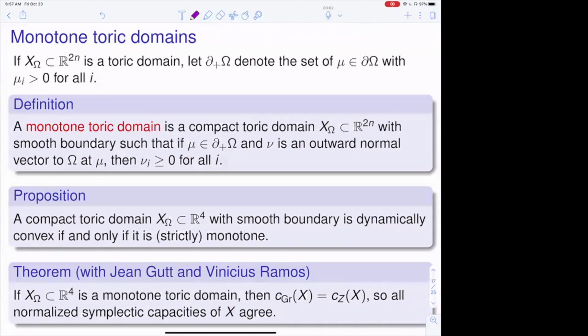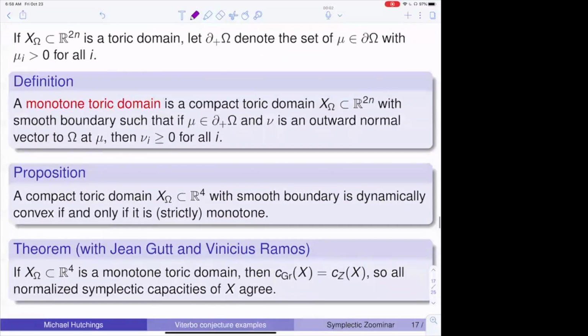And a theorem shown by Vinicius is that if you have a monotone toric domain in R^4, then the conclusion of the strong Viterbo conjecture holds. The Gromov width equals the cylinder capacity. So all normalized symplectic capacities agree. This is not really an example of the strong Viterbo conjecture. I had this slightly awkward title, examples around the Viterbo conjecture, and the reason is most monotone toric domains are not actually convex. So the Viterbo conjectures don't apply to these domains. They're more general. So it's saying, let's look at some more general domains that aren't necessarily convex. Do the conclusions of these conjectures hold or not? At least for these monotone toric domains, the answer is yes.